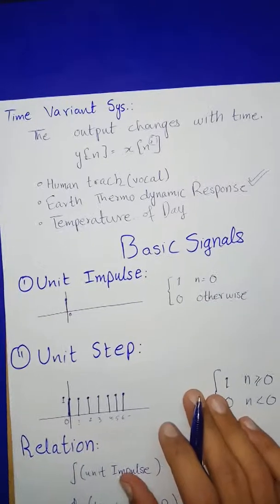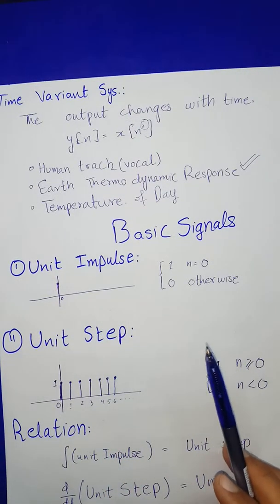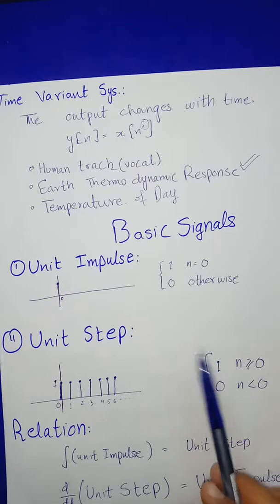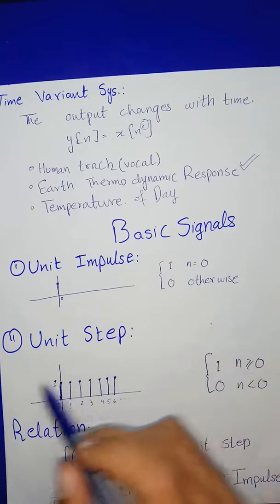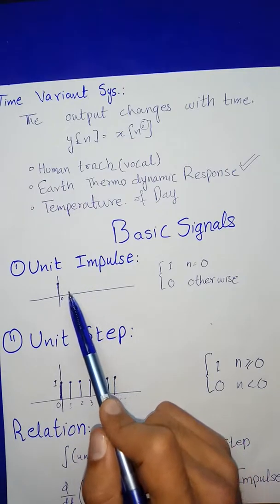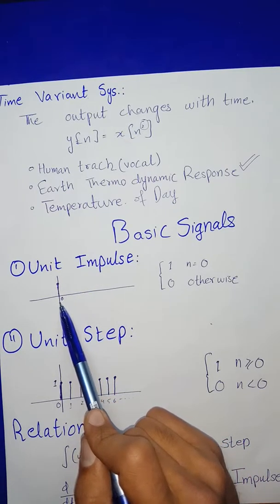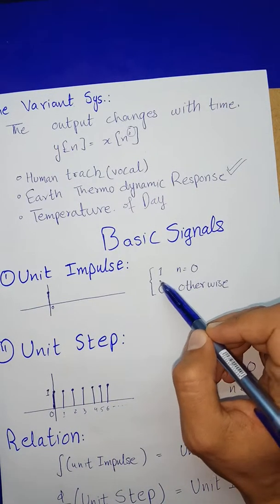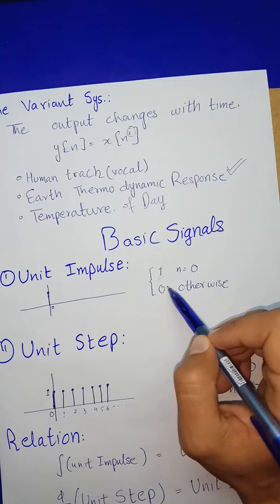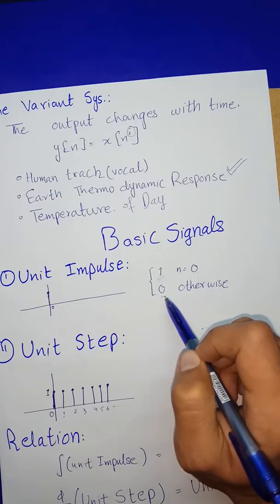Now, after discussing the systems, we will discuss the most basic types of signals upon which the basis of DSP has been laid. The first signal that we will discuss is the unit impulse signal. This signal has a unit magnitude for n equal to 0 and 0 magnitude otherwise.